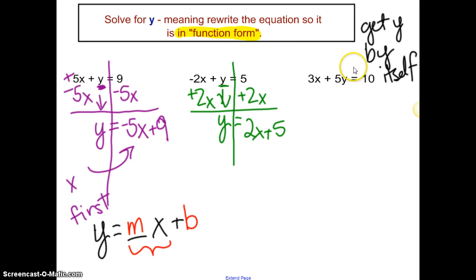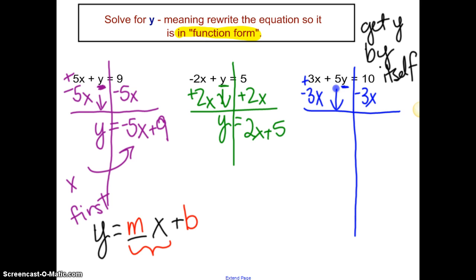Last one. Ooh, this one is not nearly as pretty. I want to get the y by itself. So what do I have to undo first? I undo what's kind of tagged on. So it's a positive 3x, sorry. I subtract my 3x, minus 3x. So I drop my 5y down, so I've got 5y equals negative 3x plus 10, because it's a positive 10.